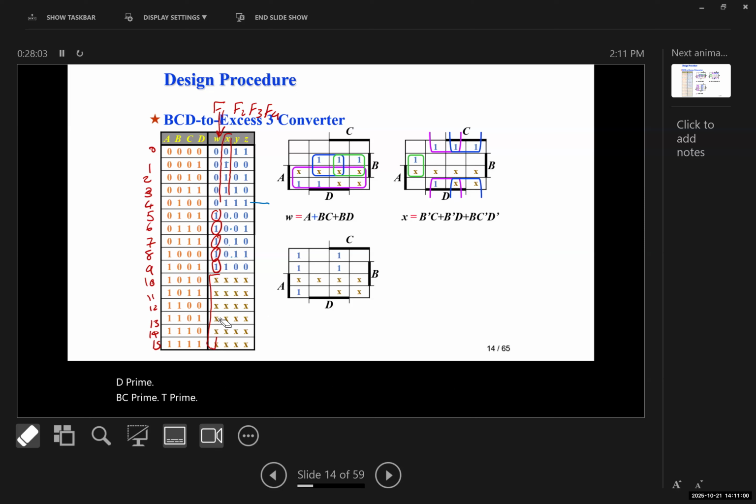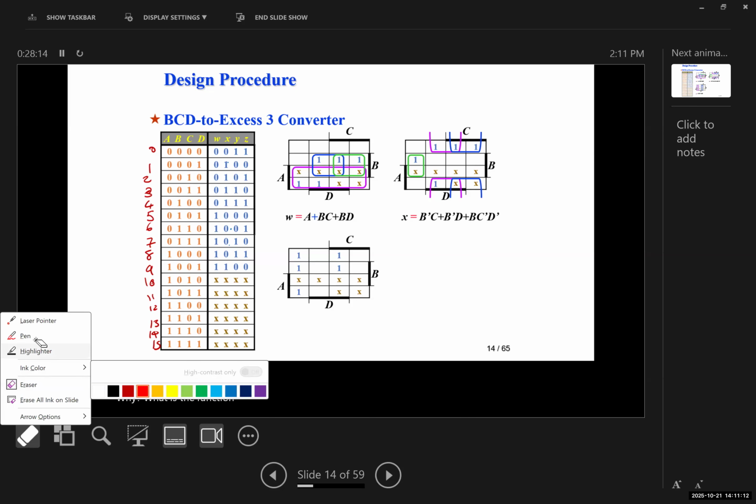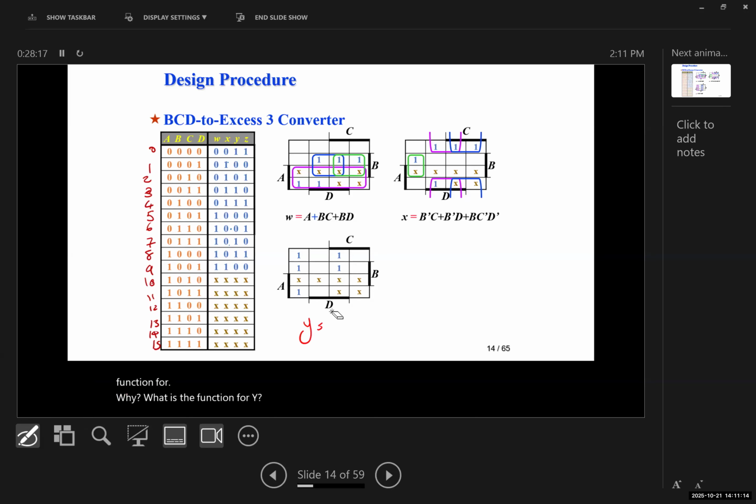Now for the next one, we want to find Y. And this is the truth table for Y. I want you to find the function for Y. What is the function for Y? What is Y? I'll give you again a few minutes to think on this. This is a relatively easy one compared to the previous one.